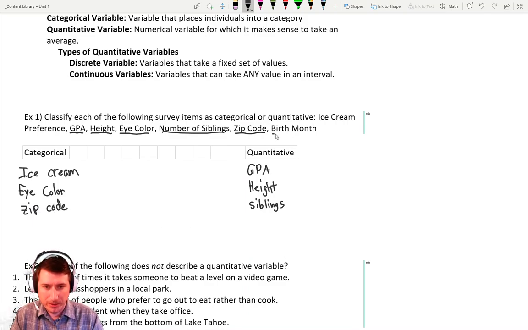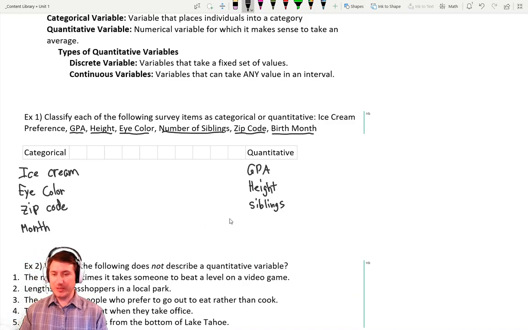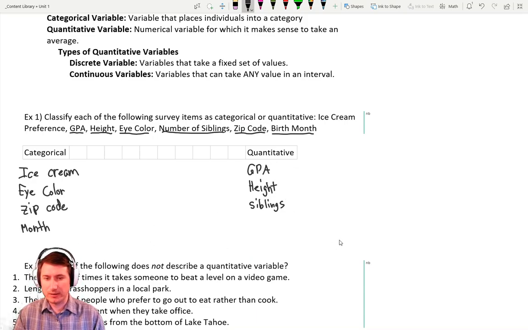And birth month. So if you think, oh, I was born in April, that hopefully helps you get over here to categorical. But don't be confused, because sometimes you'll give your birth month as a number. I was born in April, but oftentimes when I give my birthday, I'll say, oh, it's 4/24/86. I'll do it as a number. That doesn't make it quantitative. It's still a category here.